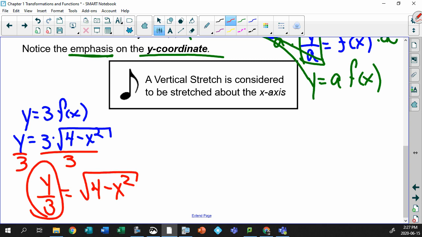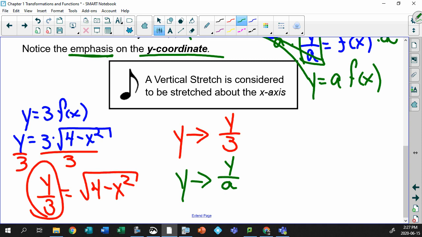Okay, so your mapping then would be take the y values and replace them by y over 3. Okay, generally take the y values and replace all the y values by y over whatever that scale factor is. Okay, and it looks a little weird right now, but don't worry, we'll get you through it.